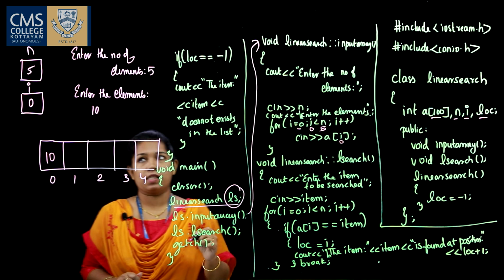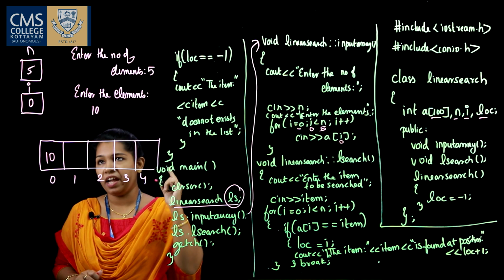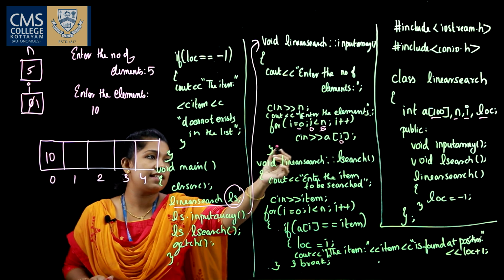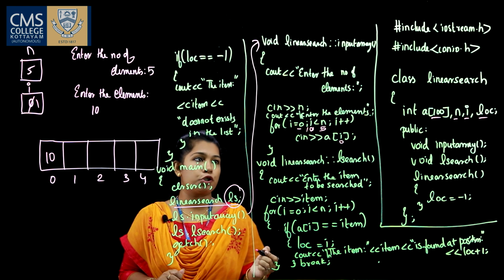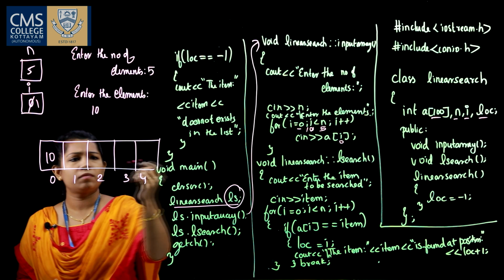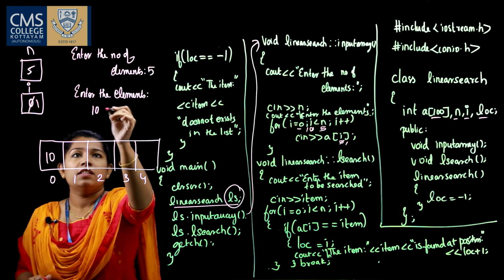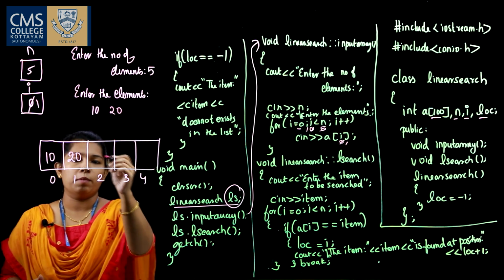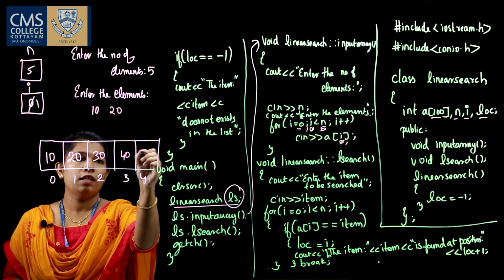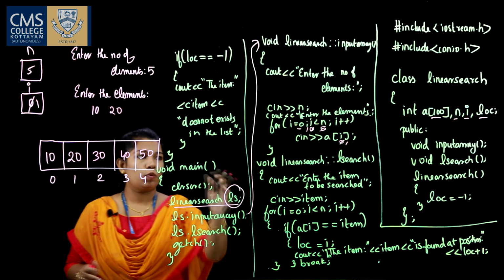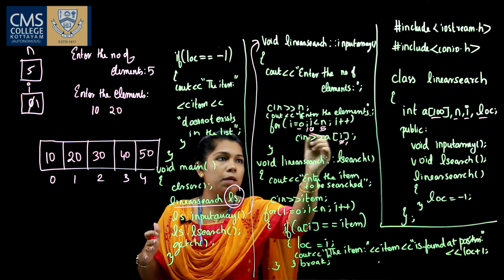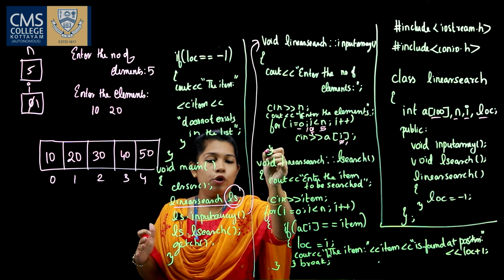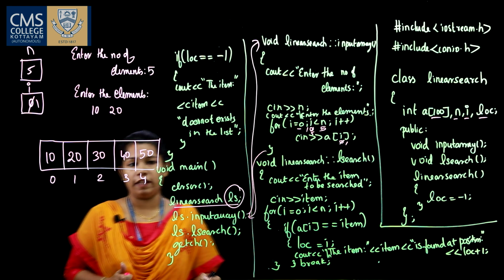After that, i plus plus. i plus plus means i is incremented by 1, so 0 is incremented to 1. Now, 1 less than 5, again the condition is true. So, A of i, that is A of 1, I will enter 20, and 20 will be stored in A of 1. Similarly, the rest of the elements: 30, 40, 50. So, 5 elements have been stored. After executing 5 times, i becomes 5 at the end. So, 5 less than 5 is false, and your control returns to the place where you called the function.